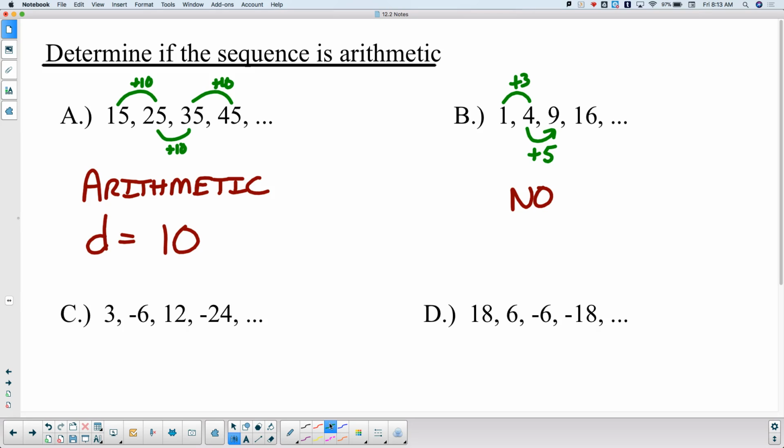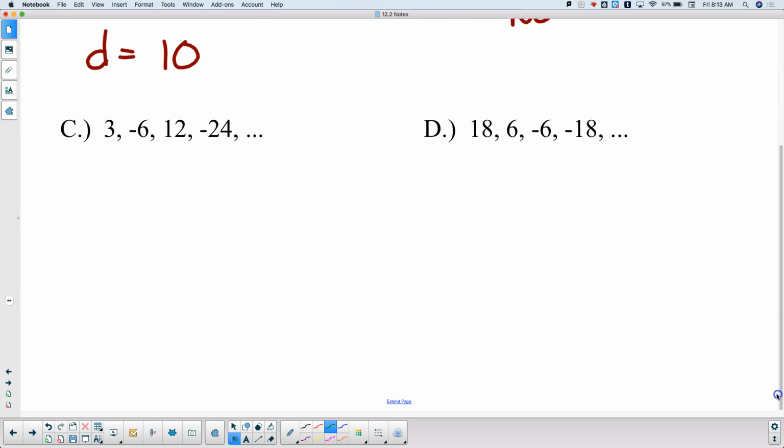C, yay or nay? Yes or no on C? Arithmetic? Yes? Why do you think it's arithmetic, Anthony? Tap the brakes. That's not arithmetic. That's geometric. Because we have to add. Okay? The definition of an arithmetic is it's got to add. Okay? We got to add a constant.